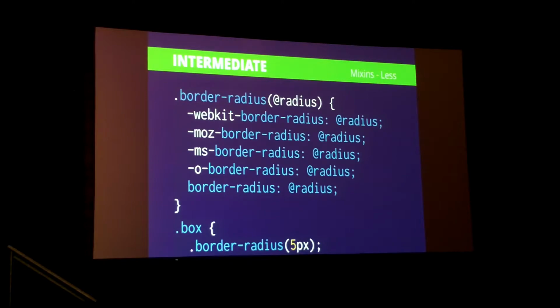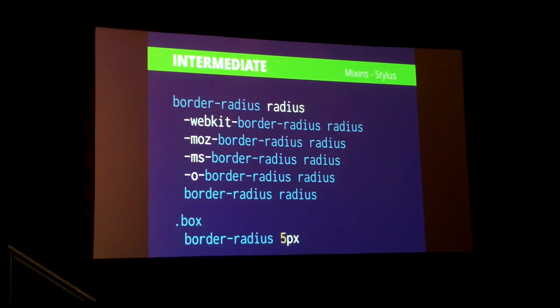In Less, it looks like a class with a parameter. That's how it works. And then you call it down below. And then Stylus, it doesn't really care. It almost looks like a variable because it kind of is. So you have a key and a value with some stuff nested inside of it, and then you call it down below. Stylus is actually pretty smart because they have transparent CSS3 mix-ins.